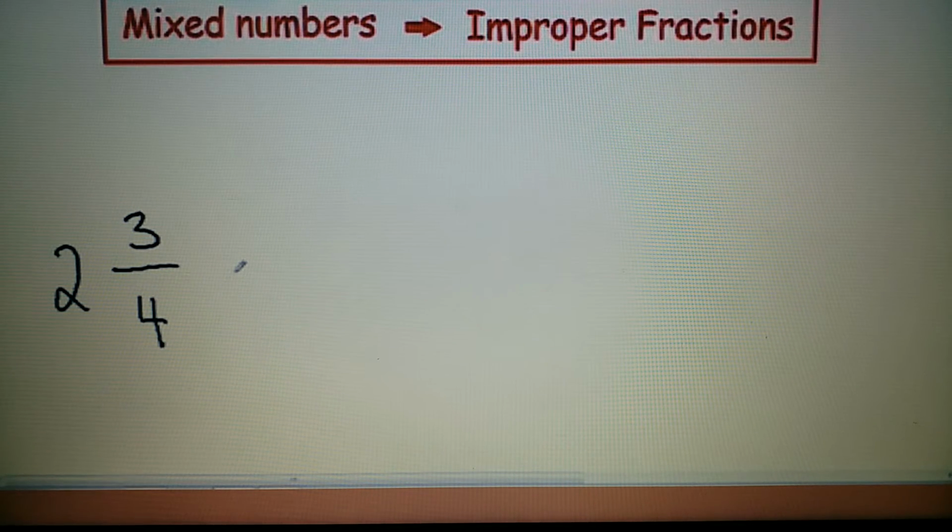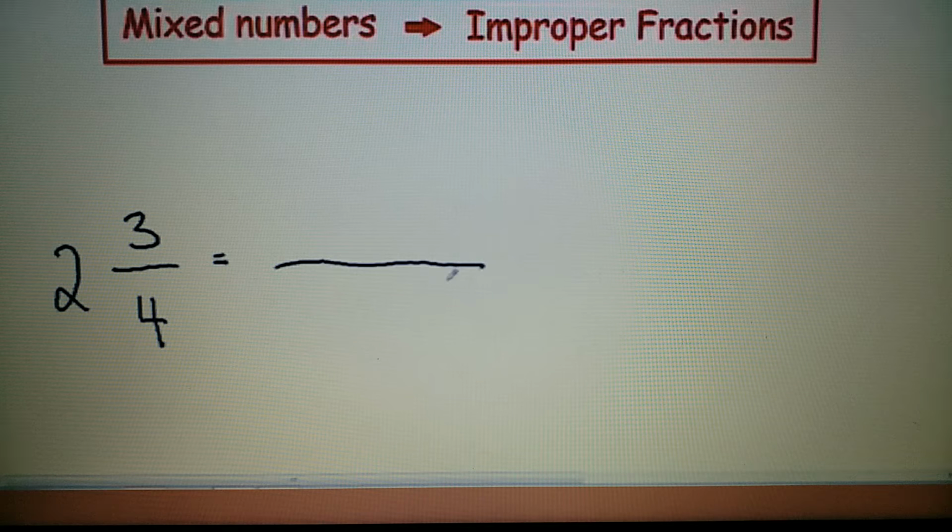So welcome to my video on changing mixed numbers into improper fractions. So here we have a mixed number of 2 3/4. Anytime you mix a whole number with a fraction, it is called a mixed number. And we want to change that into an improper fraction. And the first thing I want to point out is that when you change a mixed number into an improper fraction, the denominator always stays the same. So since we have a denominator of 4 in our mixed number, then we're going to have a denominator of 4 in our improper fraction.